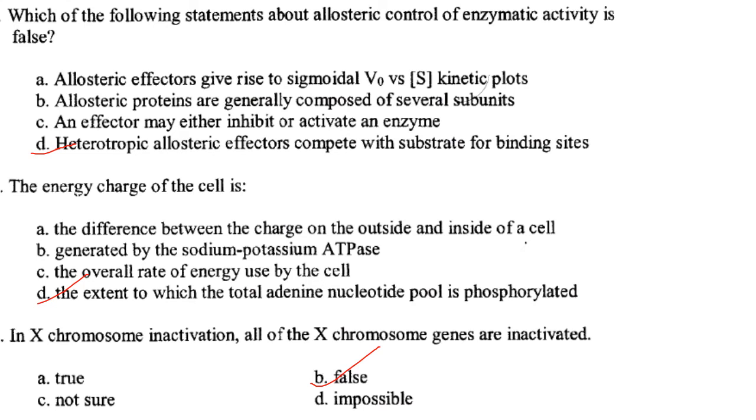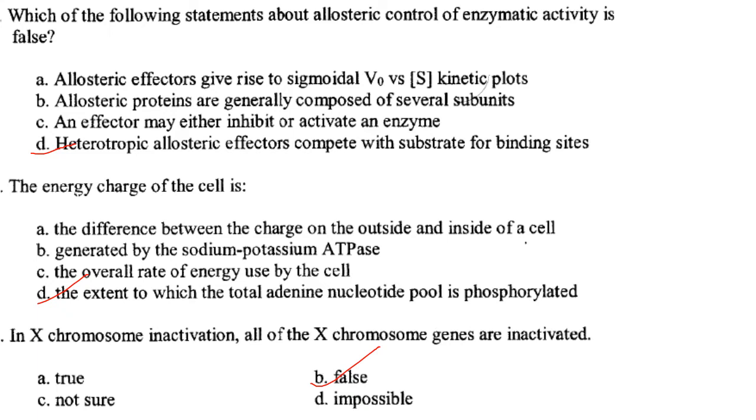Then, which of the following statements about allosteric control of enzymatic activity is false? So the answer is: heterotropic allosteric effectors compete with substrate for binding sites. That is wrong. Whereas the other options, that is allosteric effectors, give rise to sigmoidal V0 versus S kinetic plots.